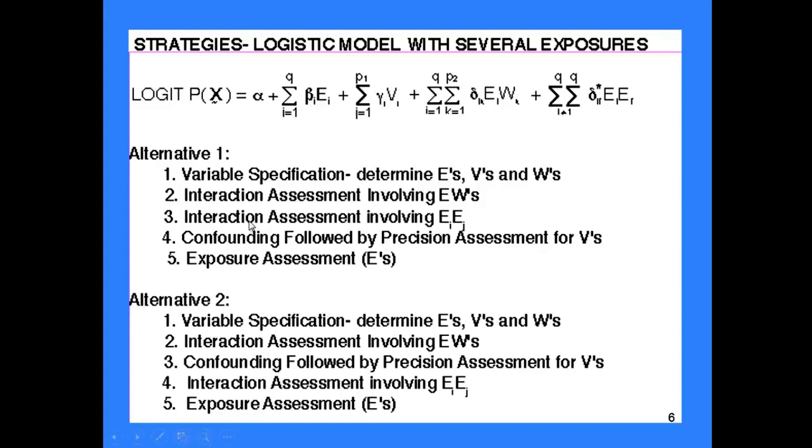Alternative one said, well, maybe we ought to consider interaction before we consider anything else. So if we're going to deal with the EWs, then the next thing we ought to deal with is the ECs. That's one approach. The other approach says, well, maybe once we consider the EWs, we ought to leave the E's until we deal with confounding and precision. That's a different third step, dealing with confounding followed by precision. So those are the two alternative approaches.